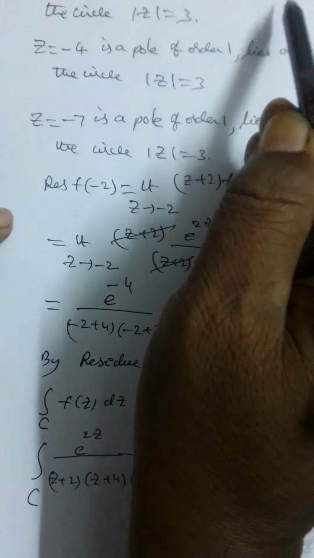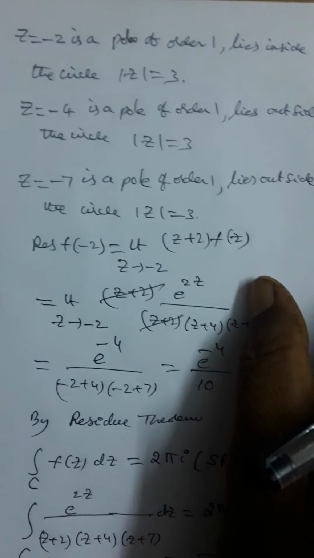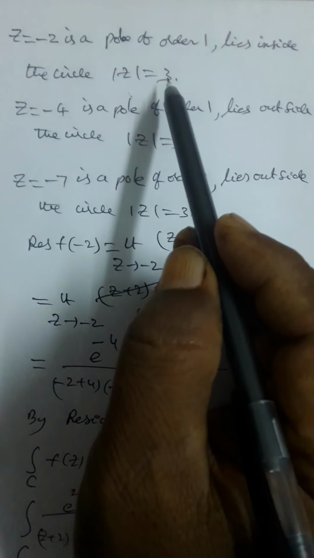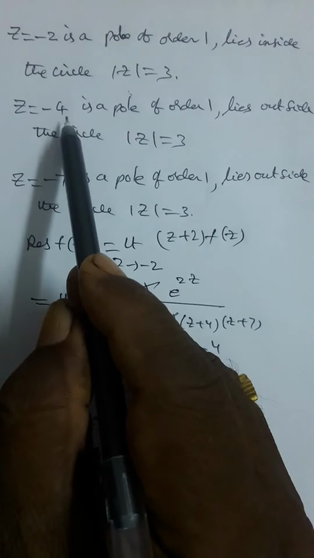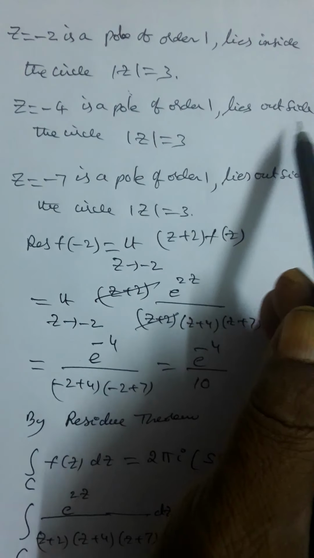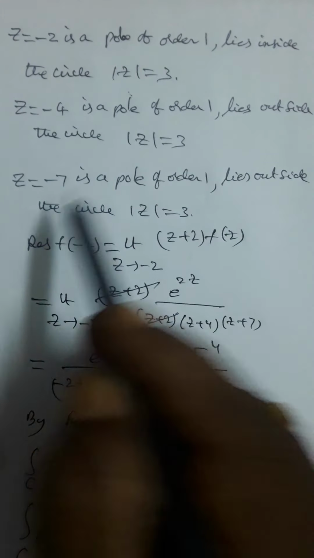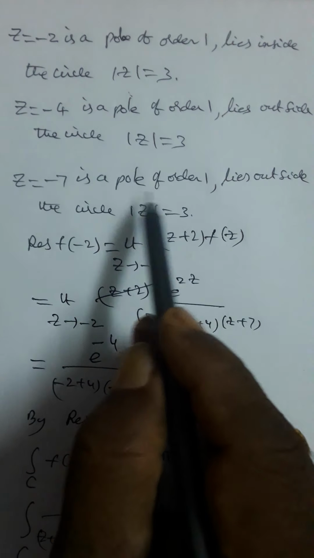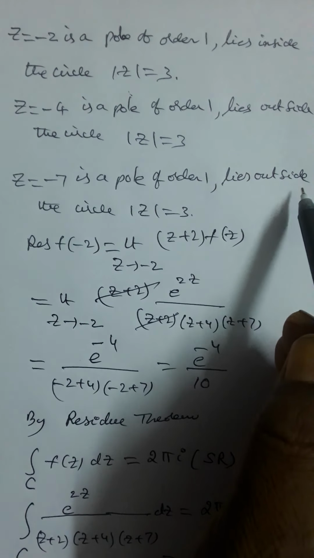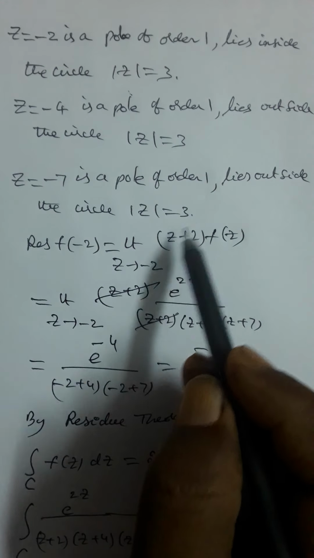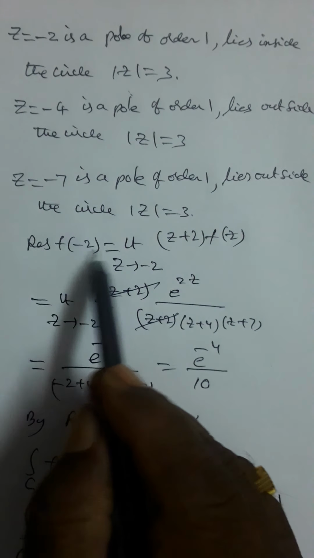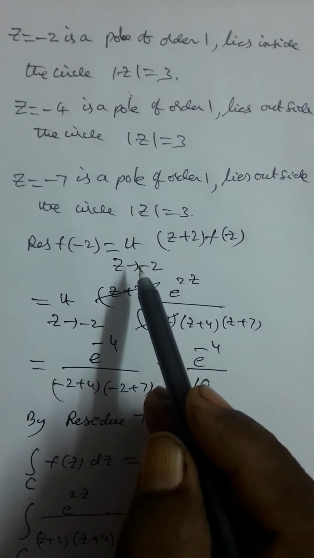So z is equal to minus 2 is a pole of order 1 and lies inside the circle mod z is equal to 3. z is equal to minus 4 is a pole of order 1 and lies outside the circle mod z is equal to 3. Residue of f at minus 2 is computed using result 1.